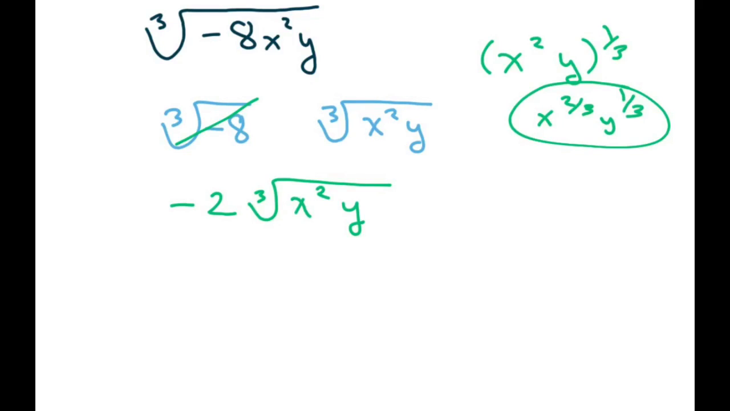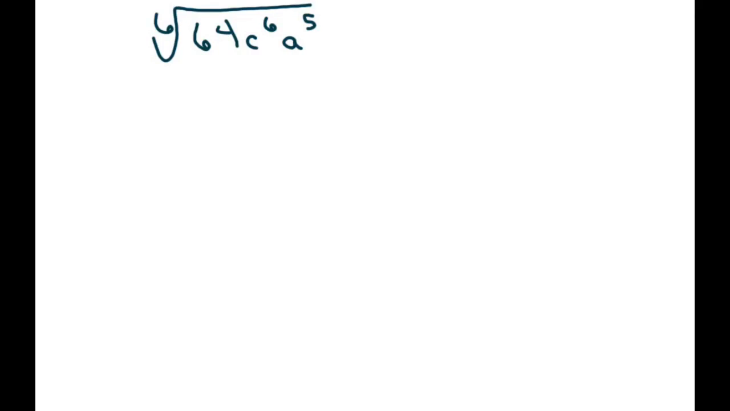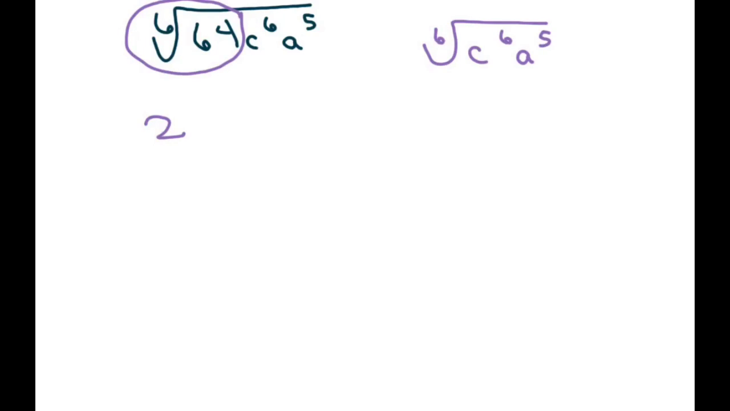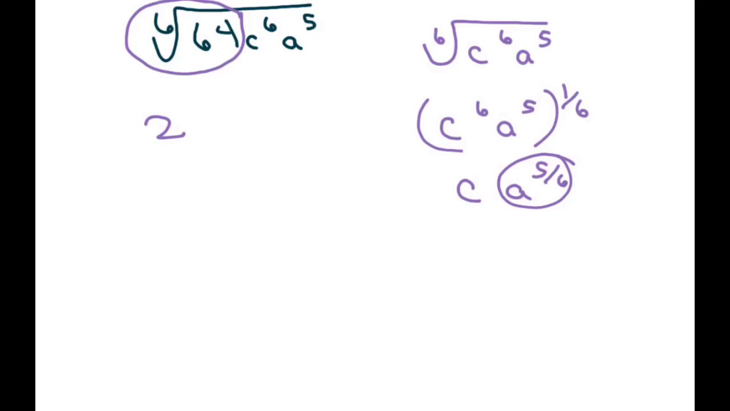Okay, the next one is this, so I'll go ahead and take care of that. The 6th root of 64 is just 2. Now I want to take the 6th root of c to the 6th, a to the 5th. So that's going to be c to the 6th, a to the 5th, to the 1/6 power. When you use your power property, you just get c, and this is still a to the 5/6. You can't reduce that one, so we're going to leave it inside the radical. And since it's an even power, this is going to be absolute value of c times the 6th root of a to the 5th.